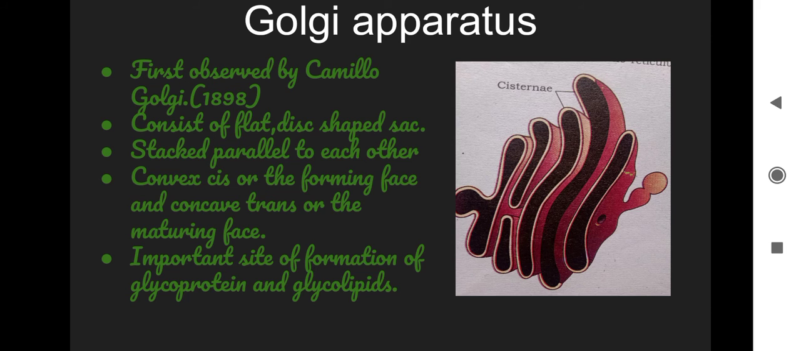Golgi apparatus. It was first observed by Camillo Golgi in 1898. It consists of flat disc-shaped sacs stacked parallel to each other. The convex cis or the forming face, and the concave trans or the maturing face. It is an important site of formation of glycoproteins and glycolipids. You can also watch the image over here.